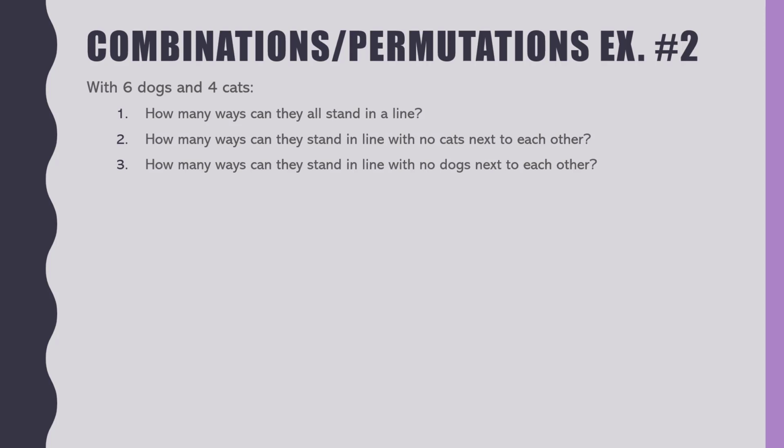So, with 6 cats and 4 dogs, or 6 dogs and 4 cats, how many ways can they all stand in a line? That's an easy one. How many ways? 10 factorial, right? I got 10 things, I want to line them up. How many ways can I permute them? That's easy, okay? How many ways can they stand in line with no cats next to each other?